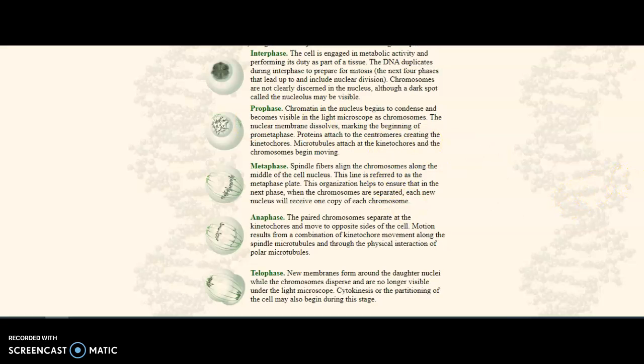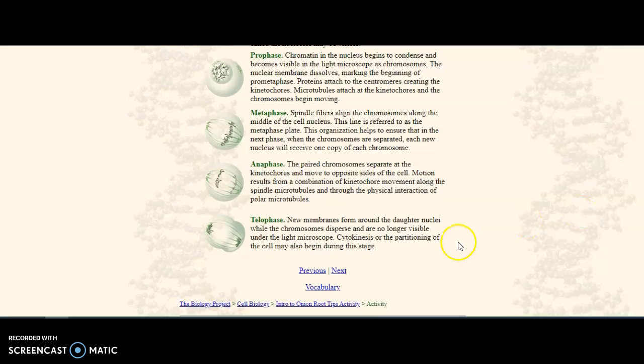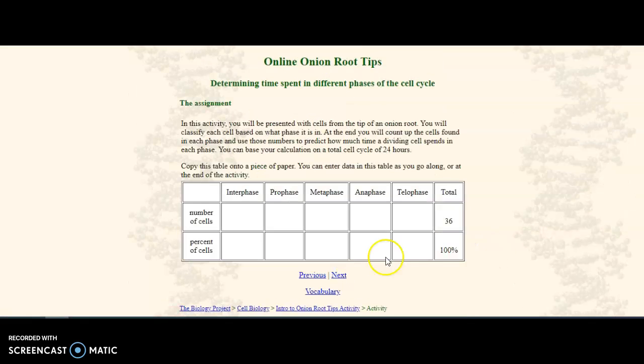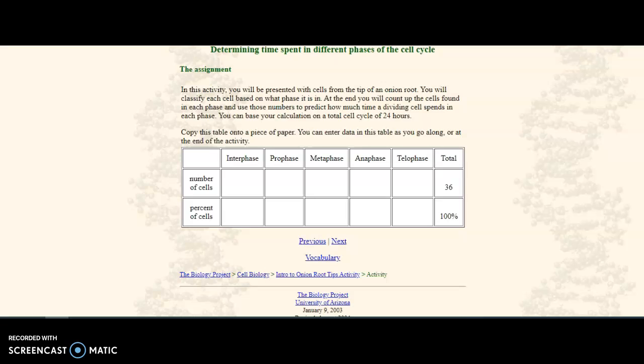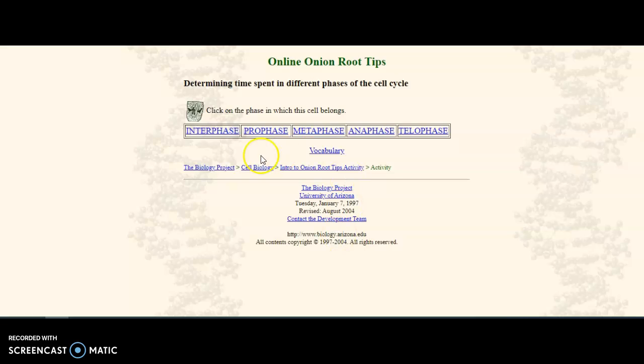Anyway, this is animal cells. You're actually going to be looking at plant cells. So I'm going to click next till we get to that spot. And this table looks very similar to the table you have at the bottom of your paper. So you've got the number of cells here. And basically what you're going to do is when you click next, they're going to give you a cell. So you see the cell right here. It's a plant cell. It's not an animal cell.